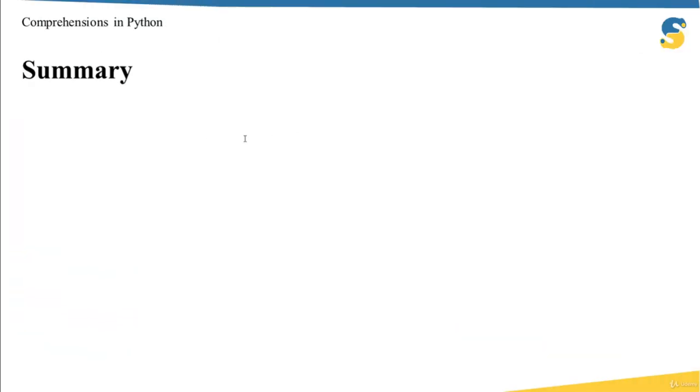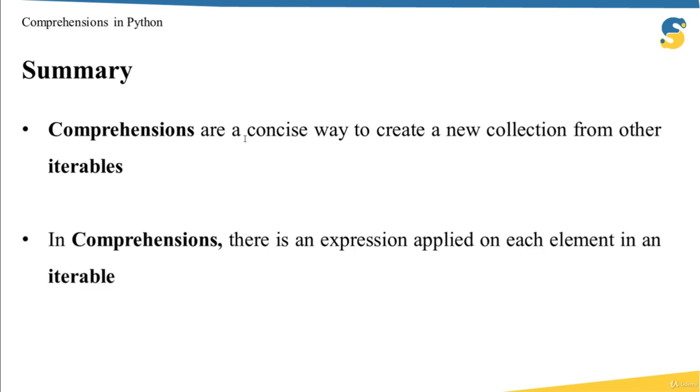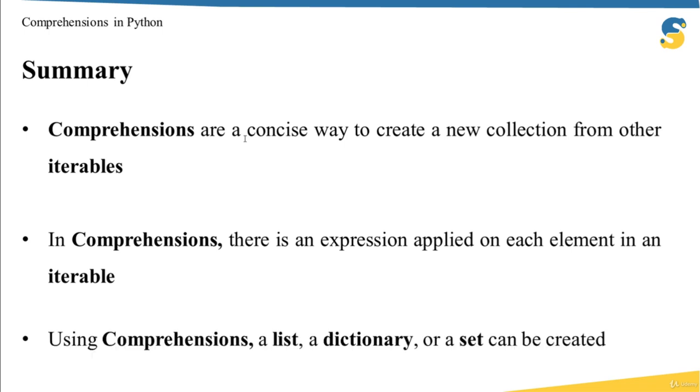Now let's summarize what we have learned in this lecture. First of all, comprehensions have been defined as a concise way to create a new collection from other iterables. And we see that in comprehensions, we apply an expression on each item of an iterable. And we see that using comprehensions, we can create a list, a dictionary, or a set. For all of these collections, we use exactly the same syntax except the brackets. So for the case of list, we use square brackets, whereas for the case of dictionary and set, we use curly braces. And for the case of dictionary, we have to be careful that we have to define a key and a value.